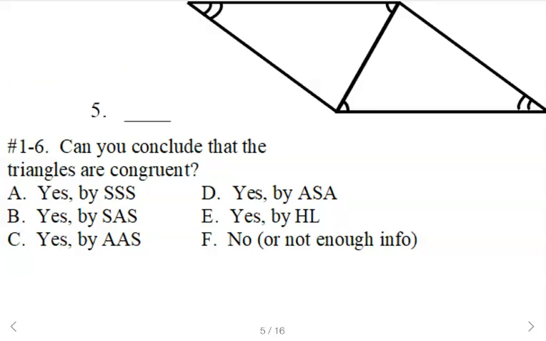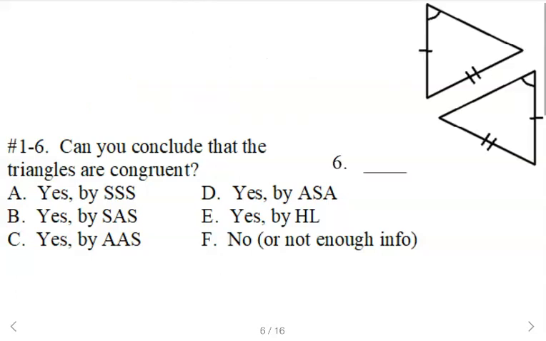All right, we've got the reflexive property at work here. And so we've got angle-angle-side, angle-angle-side. So yes, these are congruent by angle-angle-side, choice C. All right, and then on this one we see angle-side-side, angle-side-side. That is not a way to prove triangle congruence. So we'd say no, or at least that we have not enough information to prove that the triangles are congruent.